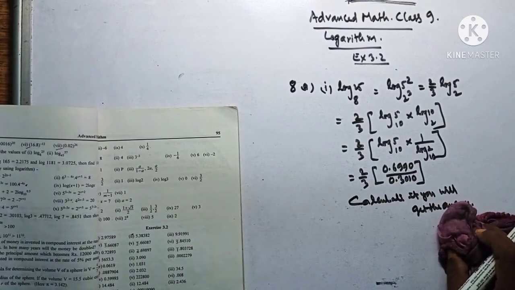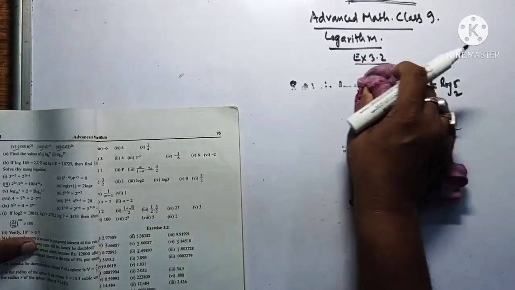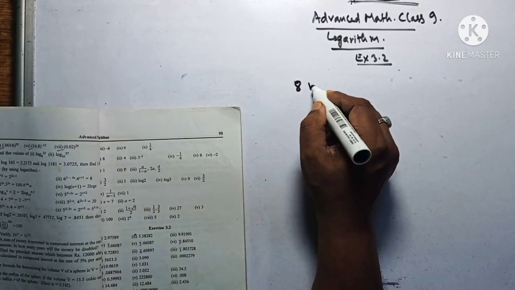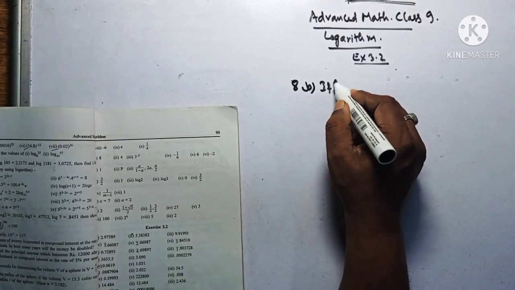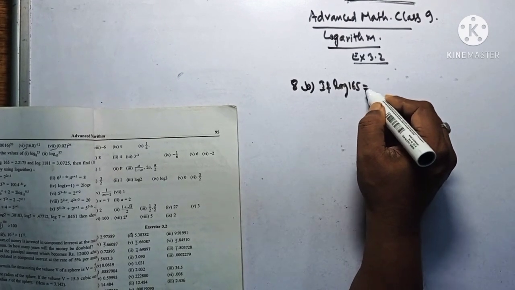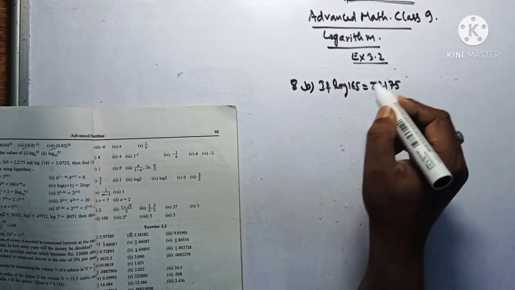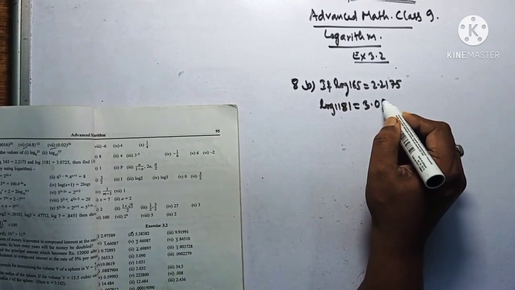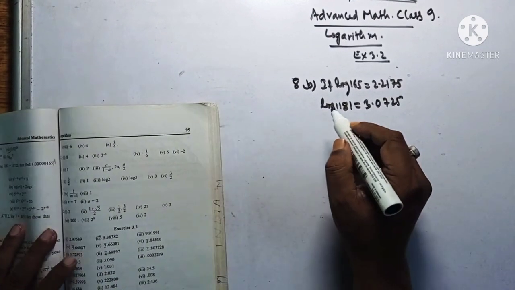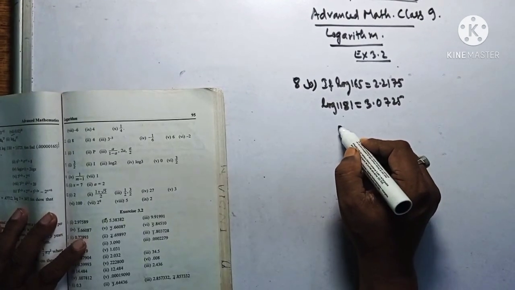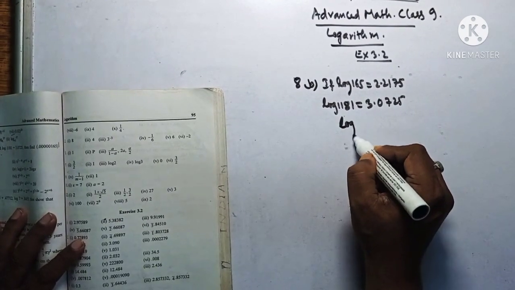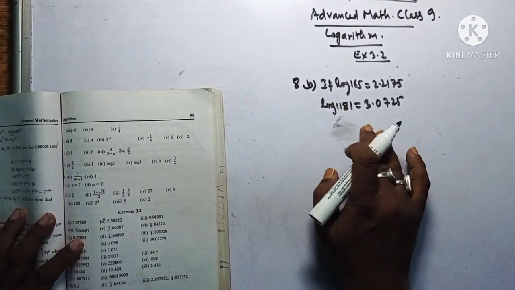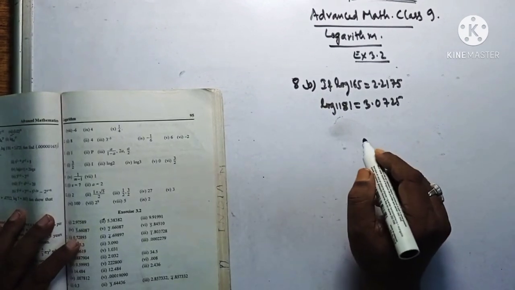Now I am going to 8b. 8b: if log 165 is equal to 2.2175 and log 1181 is equal to 3.0725, we have to find the value of this.